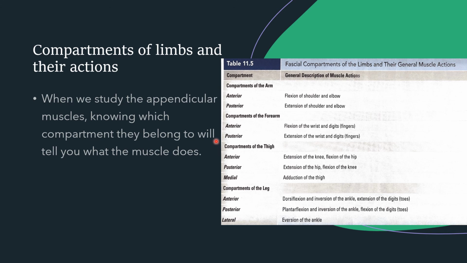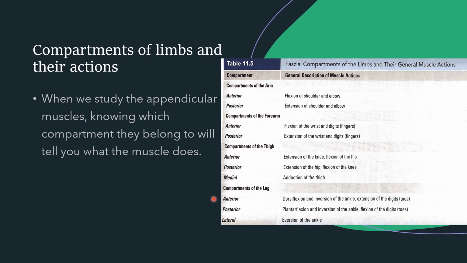Now let's go to the thigh. The thigh has anterior, posterior, and medial compartments. The anterior compartment of the thigh extends the knee. The posterior compartment of the thigh flexes the knee. The medial compartment of the thigh adducts the thigh. It's the adductor compartment.